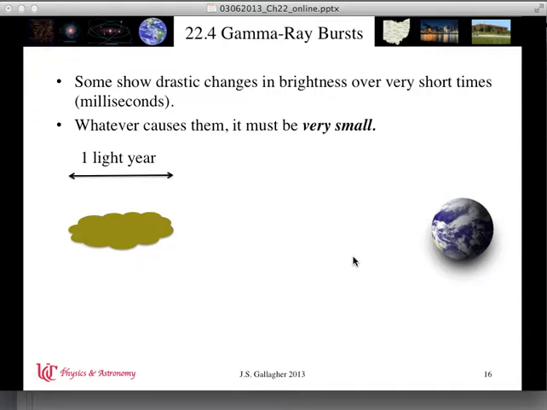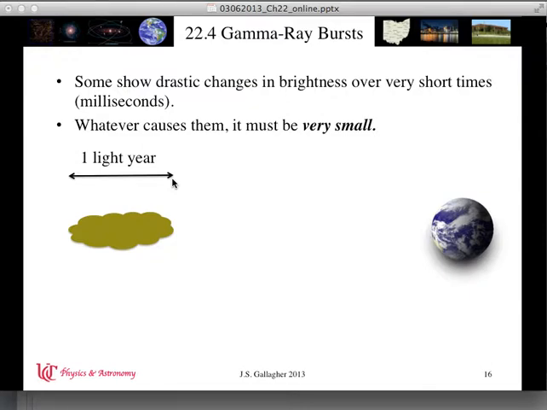Well, first of all, we know that they have really quick changes in their brightness. You get these pulses over very, very short times, milliseconds even. So one thing we know is that if a bright source changes its brightness over a very short amount of time, whatever's causing this bright object has to be very small. To understand this, I'm putting up this example. Say we have some astronomical object that has an extent of about 1 light year. So it's a rather large object, and it has a certain average brightness.